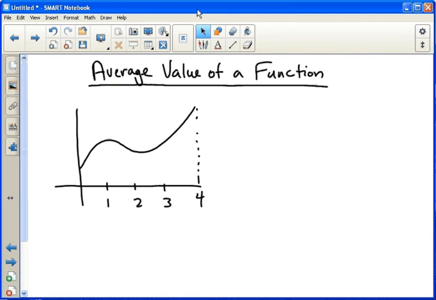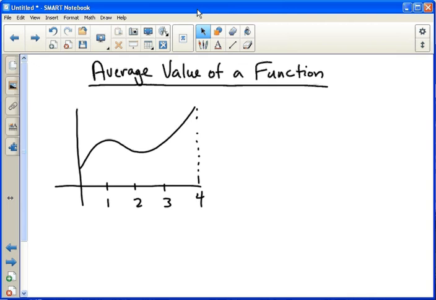The second thing we need to go over today is average value of a function, and it's just what it sounds like. We're trying to find the average. So I've got a picture drawn here of a function. We'll just say this is the ticket sales of the Renaissance Festival for 4 weeks. And if we wanted to know the average value of the, I guess you could call it the ticket sales per week, then how would we do it?